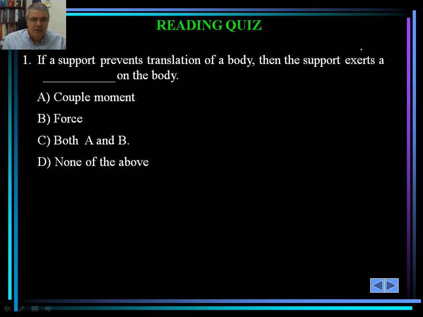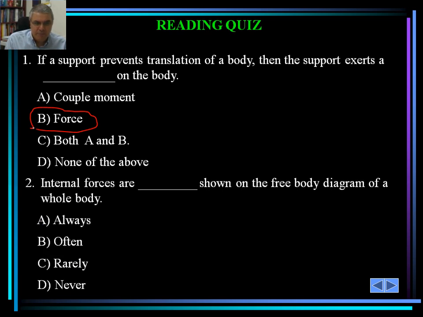Let's read this together. If a support prevents translation of a body, then the support exerts a blank on the body. And the correct answer is, as we have discussed previously, a force.